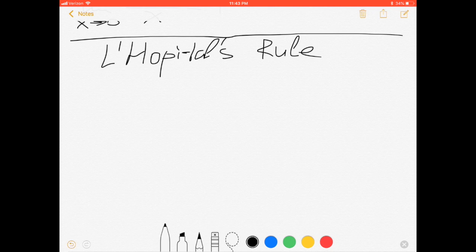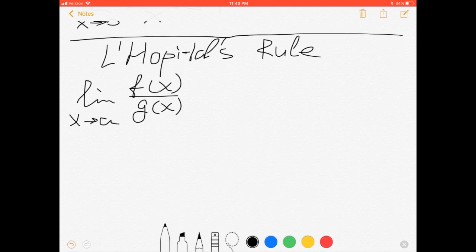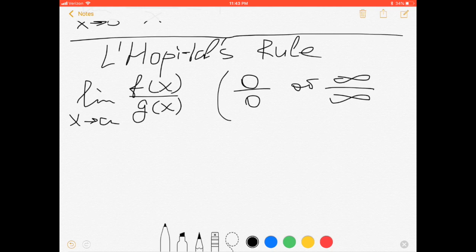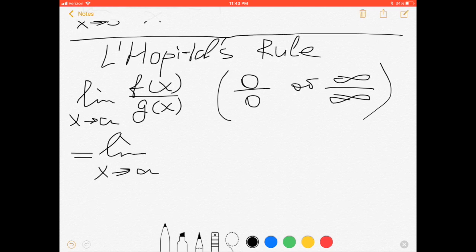And this theorem tells us if you have the limit of a fraction of functions as x approaches some a, and if you plug in a, you have 0 over 0 or infinity over infinity, then this limit is equal to the limit as x approaches a, where each function you substitute with the derivative of this function. Okay.